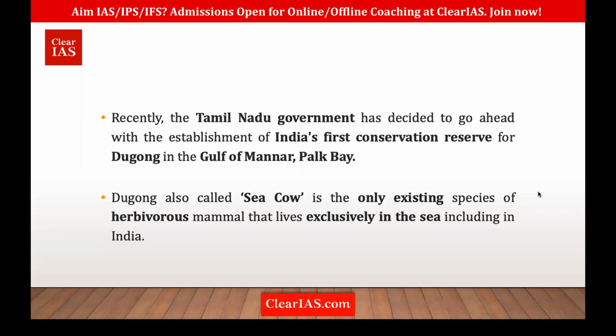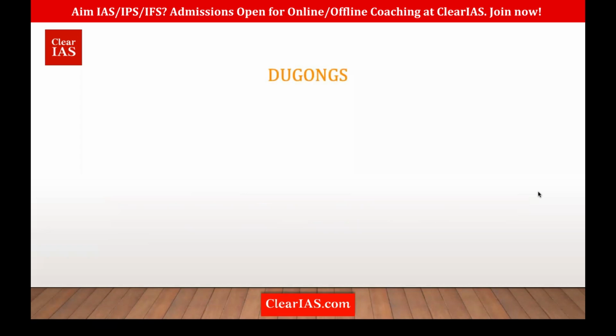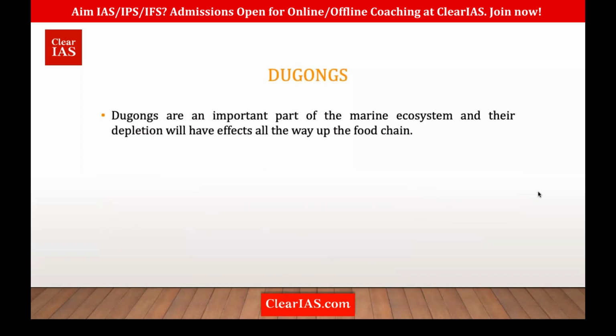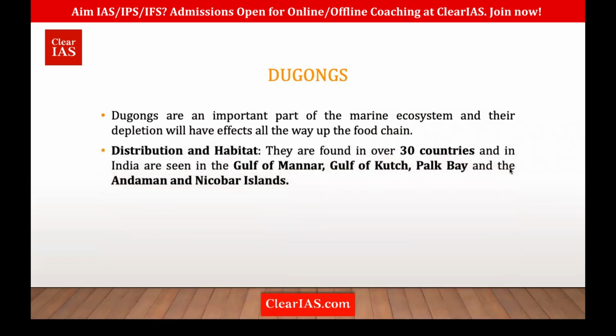So we'll see more about these dugongs. They are part of the marine ecosystem, and whenever their population depletes, it threatens the ecosystem. Then where is it found? It is found in many other countries. Apart from India, there are almost 30 countries. And where is it found in India? We already spoke of the Gulf of Mannar and Palk Bay in Tamil Nadu. Apart from that, there is the Gulf of Kutch and Khambhat region, Gujarat, and the Andaman and Nicobar coast.